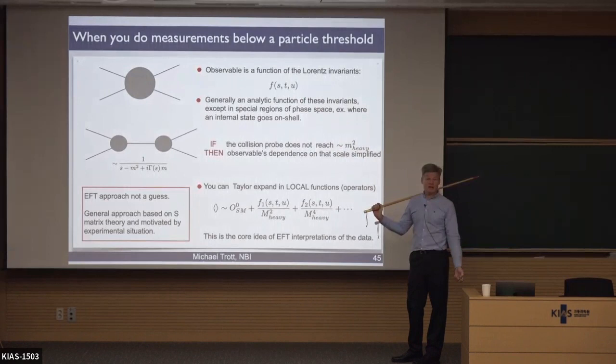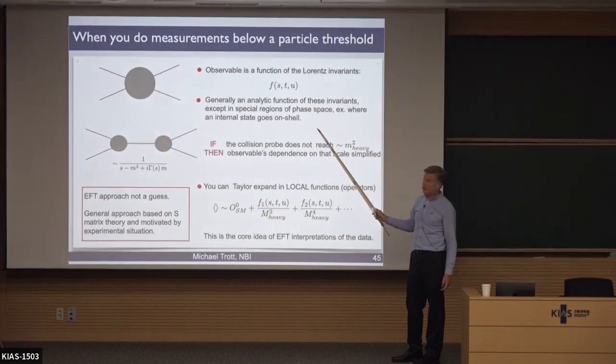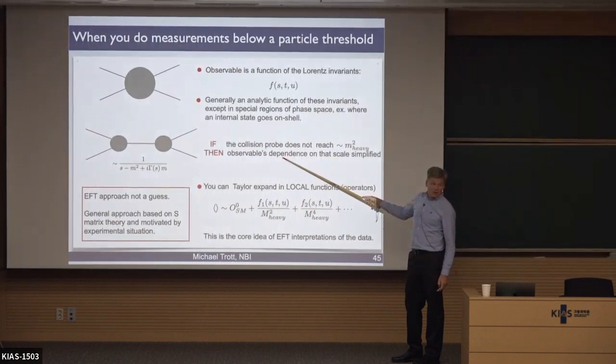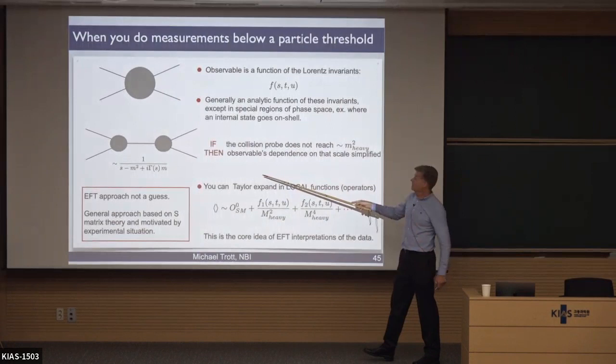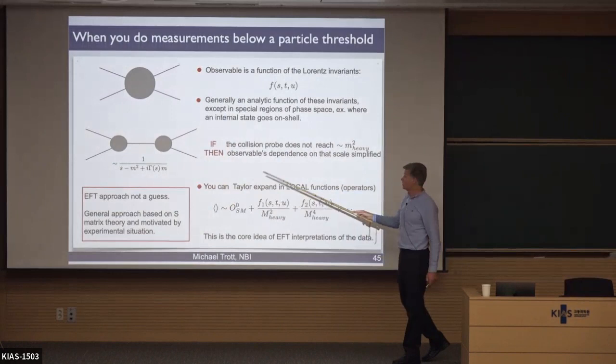It's basically an analytic function of some invariants, the S matrix, and it's only in special regions of phase space where things go on shell that you lose that analyticity. You have a resonance, essentially. If you're doing collisions and you're not exciting an intermediate state on shell, making a resonance, then you can Taylor expand this propagator. You can Taylor expand in general the dependence on that heavy mass scale compared to the kinematics that you're actually probing in those S matrix calculations, and that dependence on the heavy mass scale gets simplified in that case.